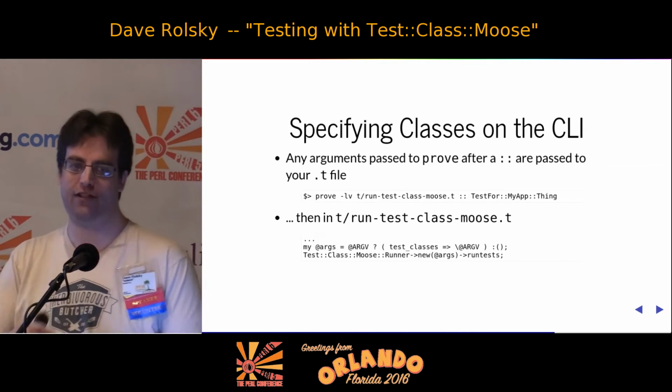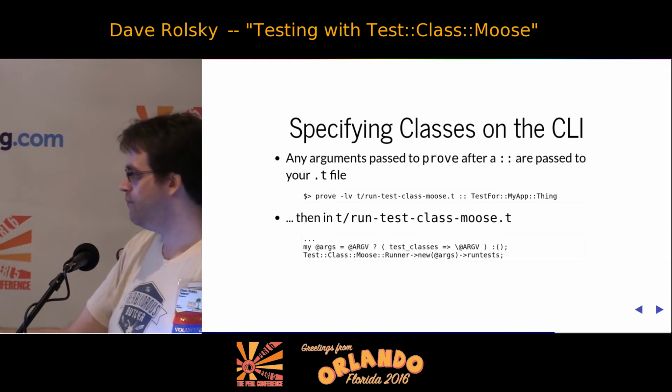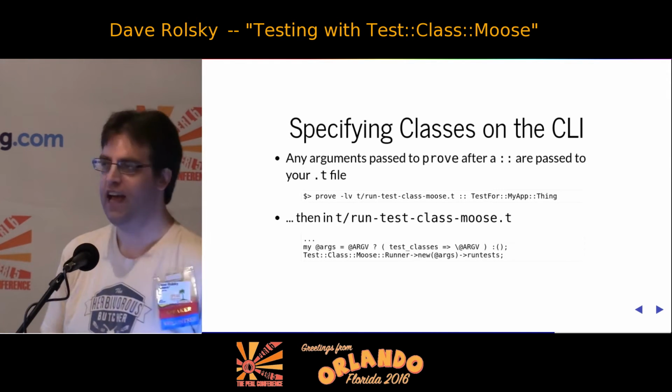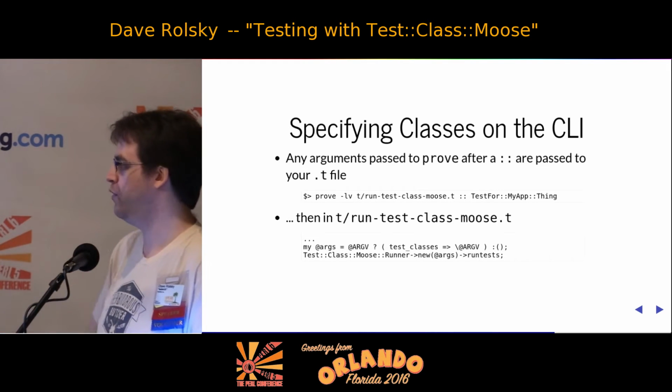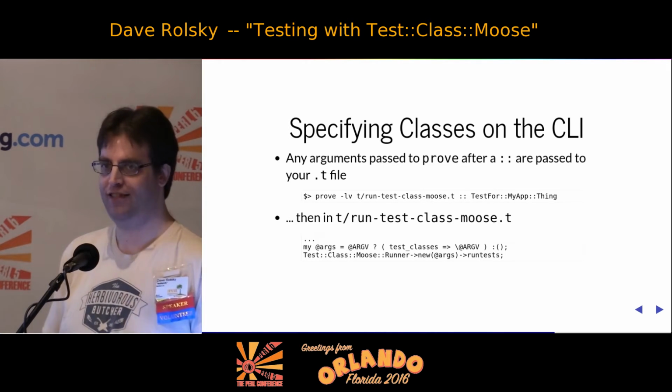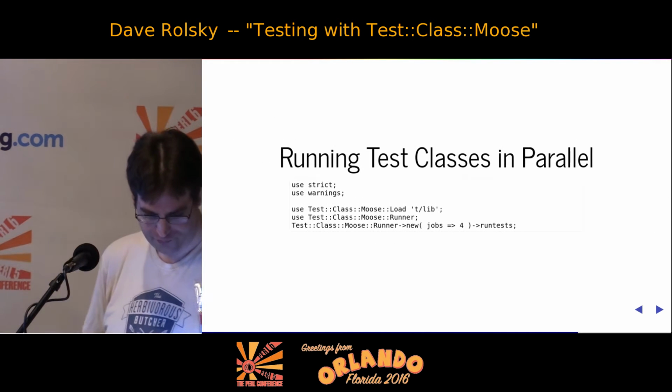will instead be passed on to the file that prove executes. So you can look at argv inside your .t file, and if that's set, then you can pass that as test classes onto the runner. So I don't know. It just works, and it has a weird name.